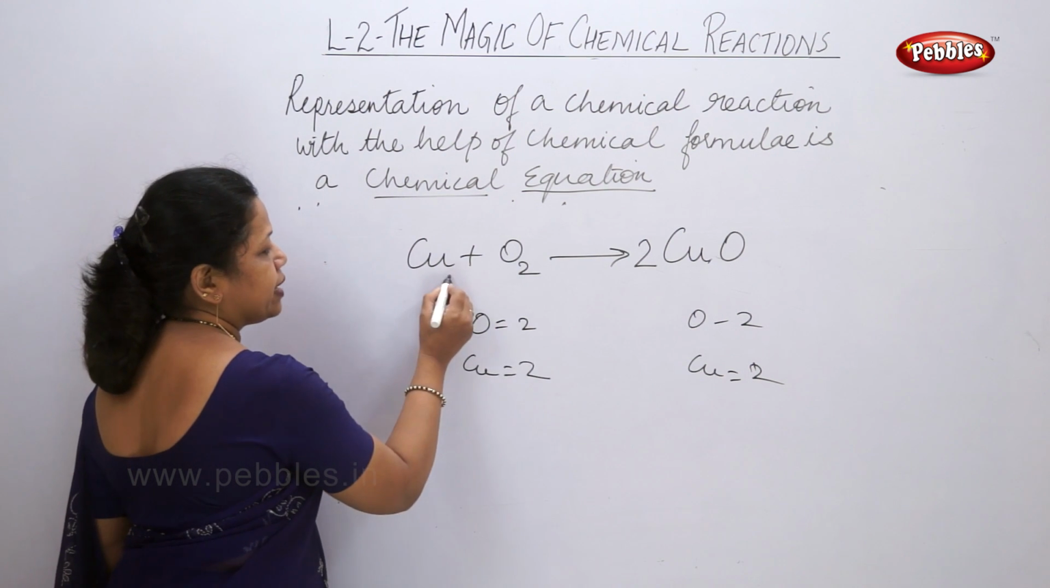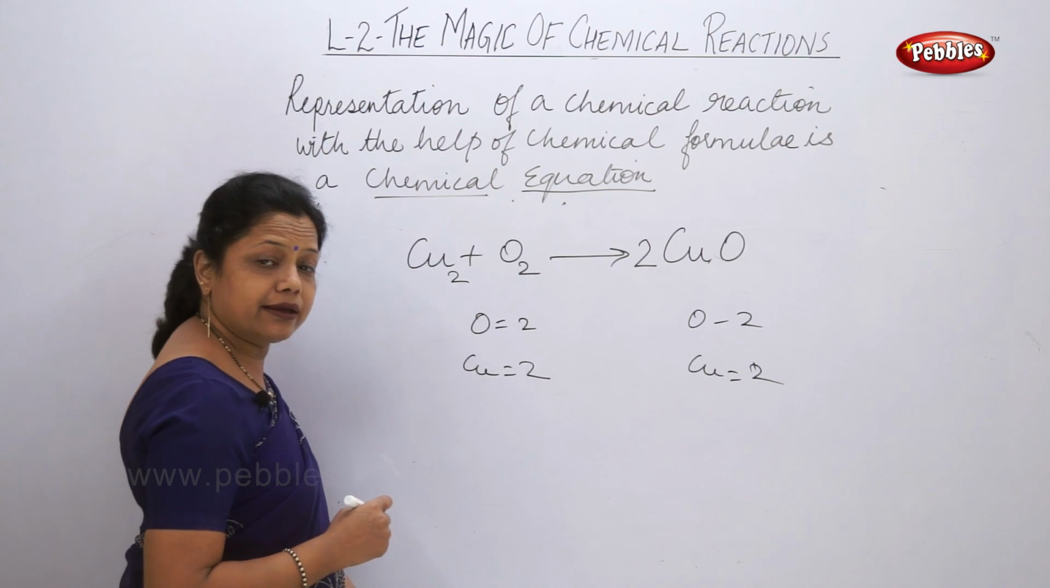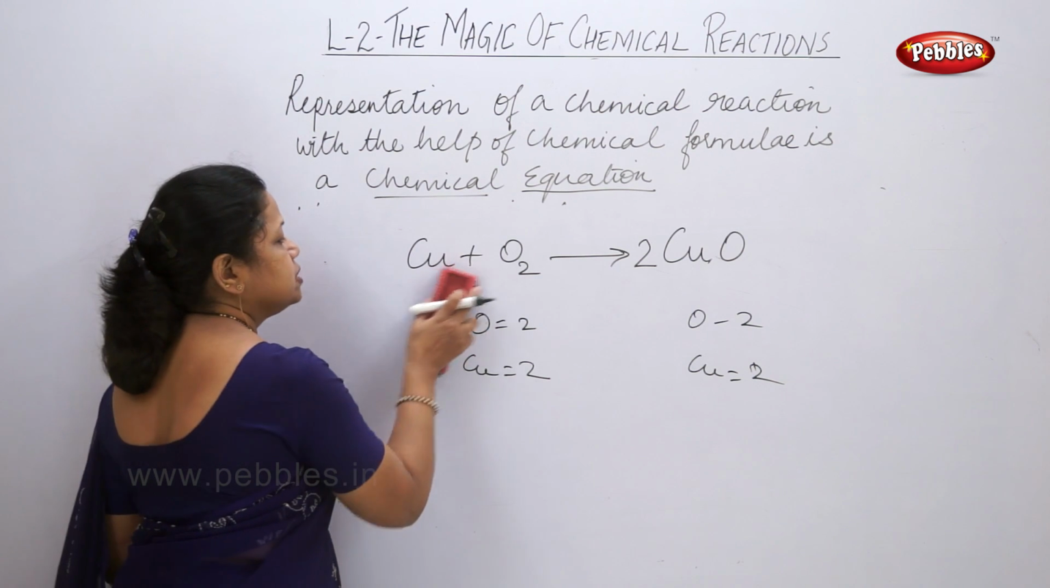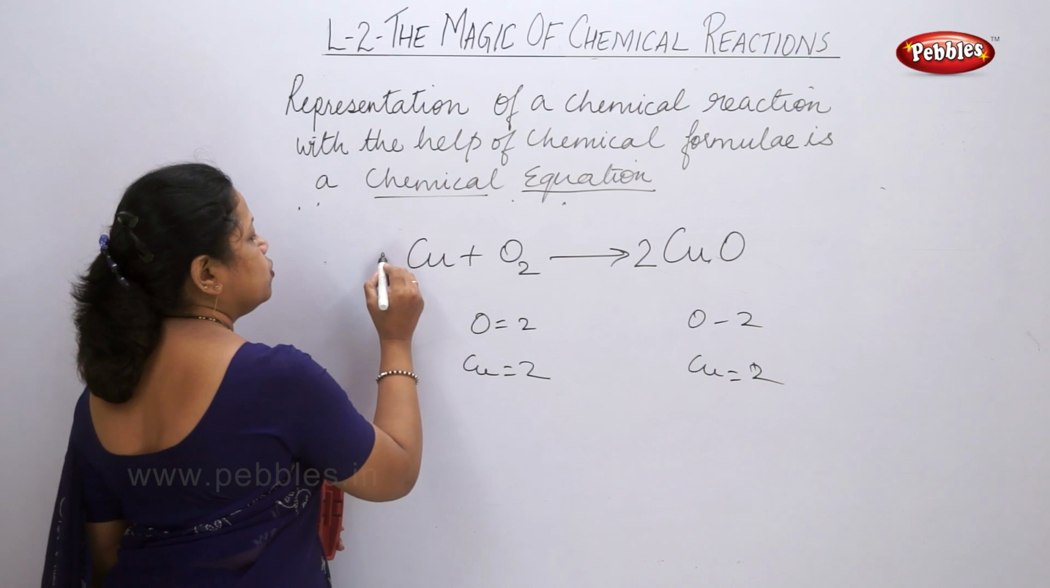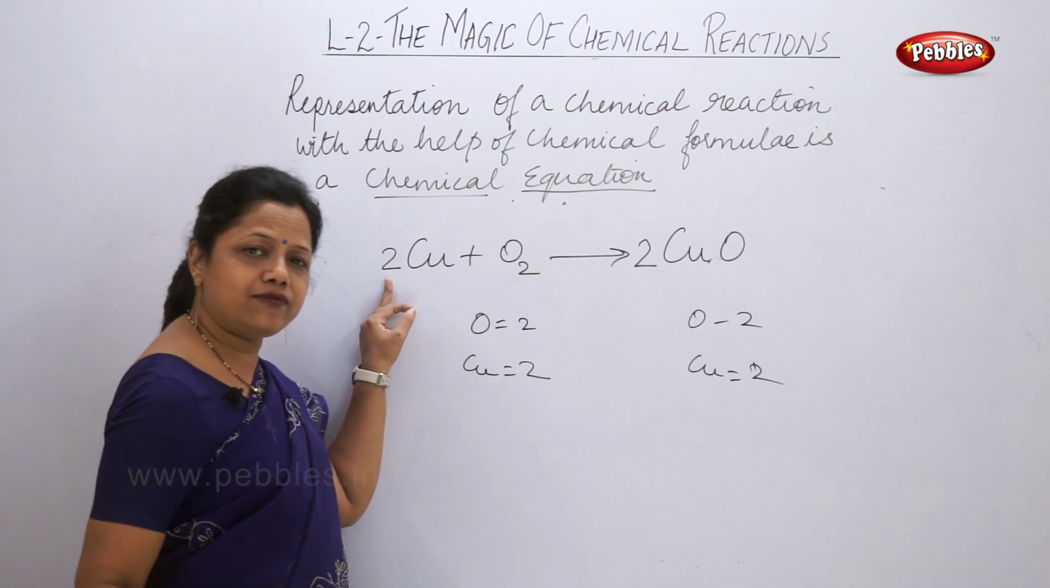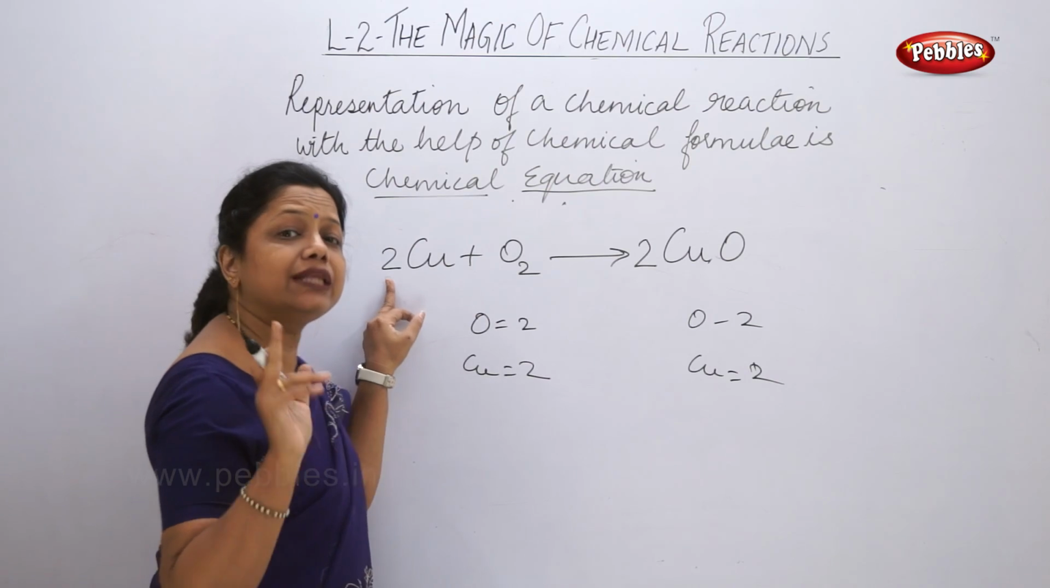So what I will do, can I write it here? I cannot write on the right side of the copper formula. So this is the wrong way. I can write only on the left side. So I have written 2 here, left of copper. Now we can check it.